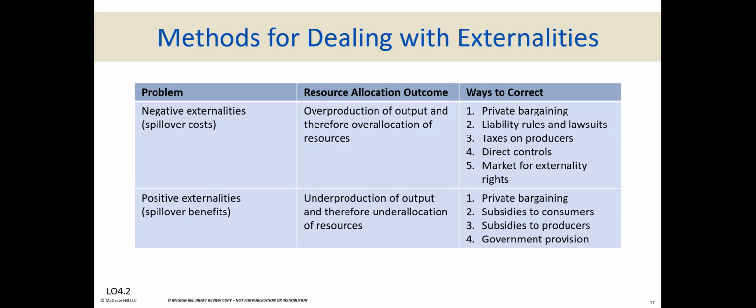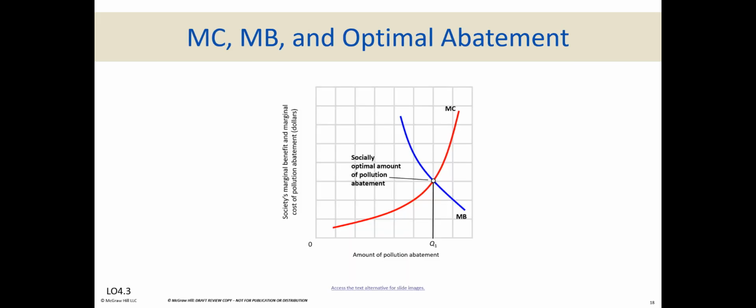Positive externalities have spillover benefits, and there is the underproduction of output and therefore underallocation of resources. And how can we correct positive externalities? Private bargaining, subsidies to consumers, subsidies to producers, and government provision. And now you see on the screen marginal cost, marginal benefit, and optimal abatement. Here, when the marginal benefit equals marginal cost, we reach the socially optimal level. That's what we learned in the first week of the class.